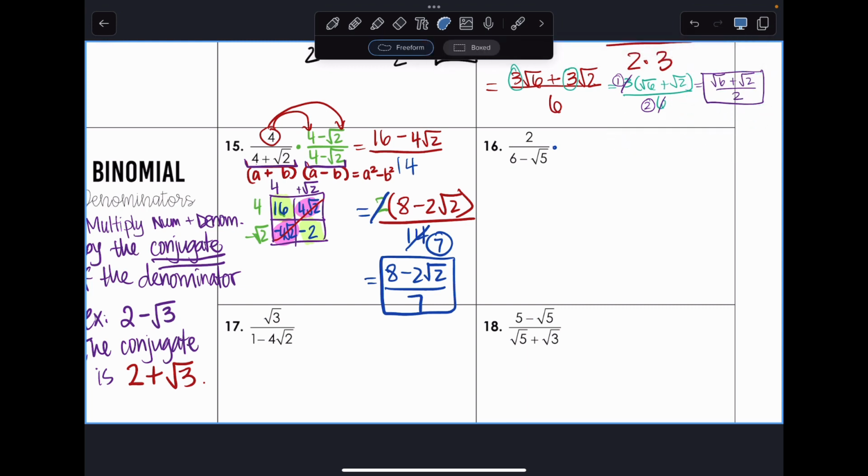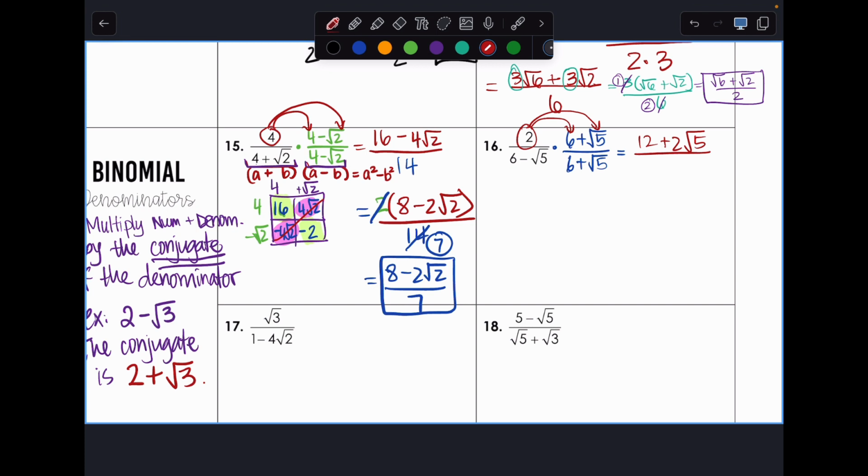Okay, so the conjugate of 6 minus rad 5 is? 6 plus rad 5. 6 plus rad 5 over 6 plus rad 5 is what we use. Distribute the 2 to the 6 and get 12, 2 to the rad 5 and get 2 rad 5 over. And remember what I just said?